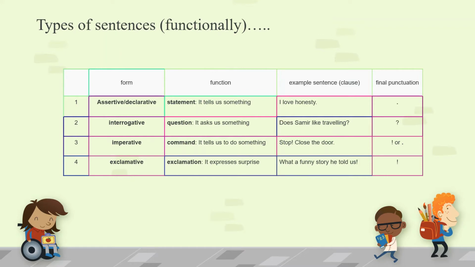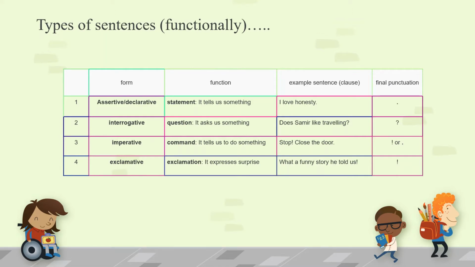Interrogative sentence. The function of an interrogative sentence is to ask a question. An interrogative sentence asks us something. For instance, does Samir like traveling? Someone is asking, does Samir like traveling? An interrogative sentence ends with a question mark.